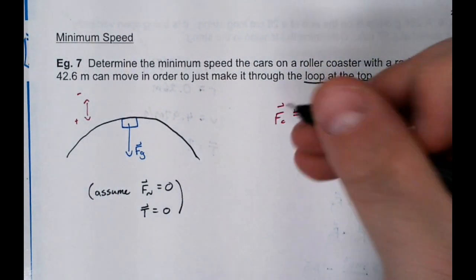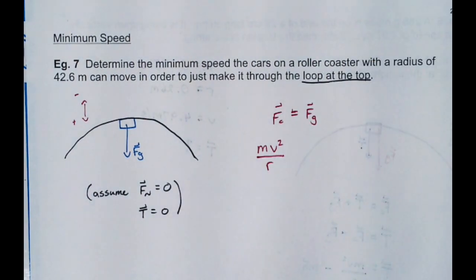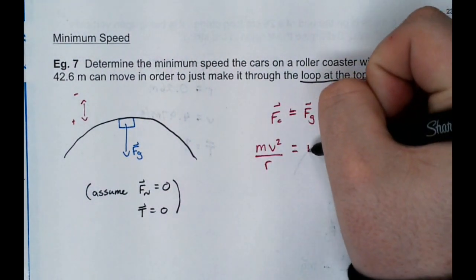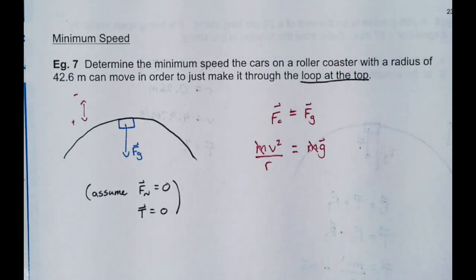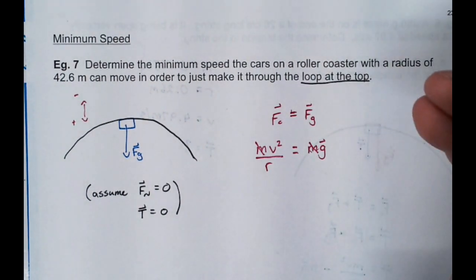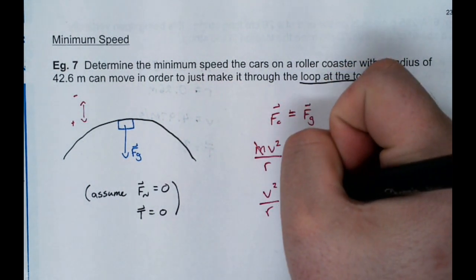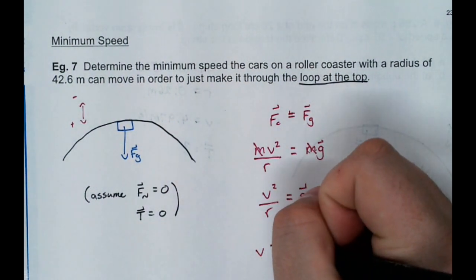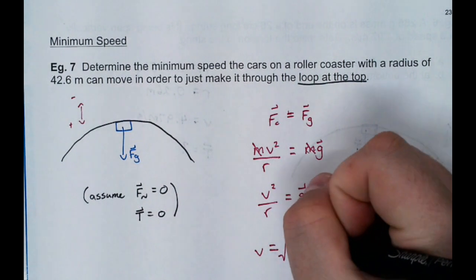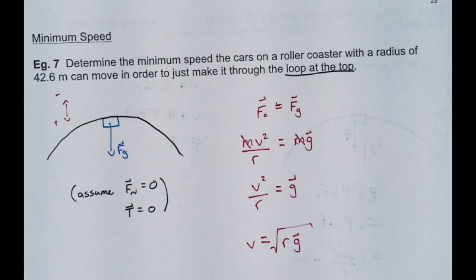So for centripetal force, you have mv squared over r, and for your force due to gravity, you have mass times the acceleration due to gravity. Masses cancel out because it's on both terms, and we are left with v squared over r is equal to the acceleration due to gravity. When we rearrange for the speed, we are solving for the square root of the radius times the acceleration due to gravity.